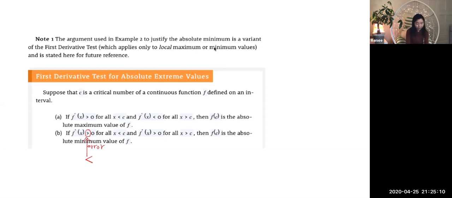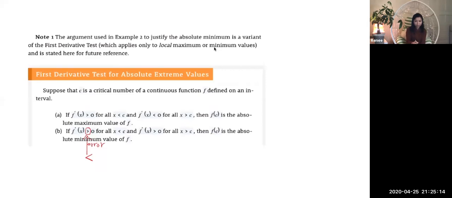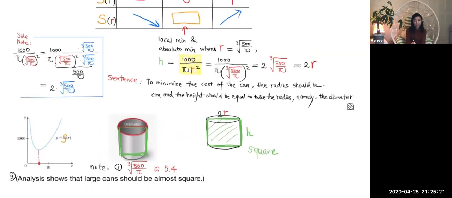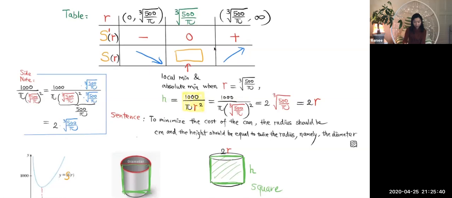All right, however, I think we don't need to try to memorize this because once we use a table like this, it is very clear that this is the absolute minimum, right? So that's a good advantage of making a table. It gives you more visual cue of why this one here is the absolute min, okay? So I like to organize it using a table, okay?